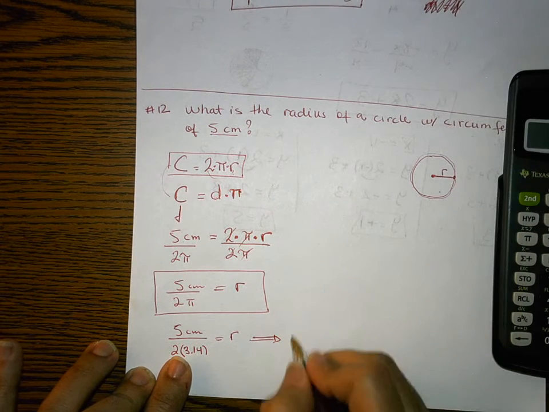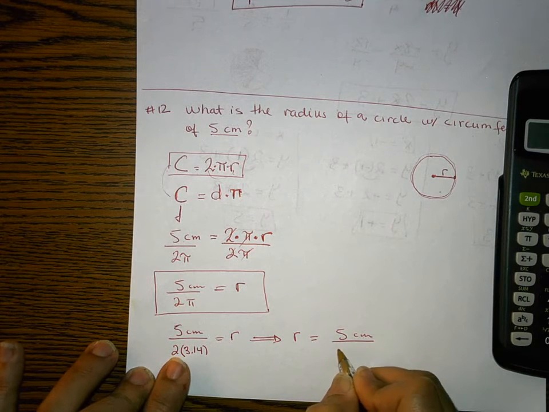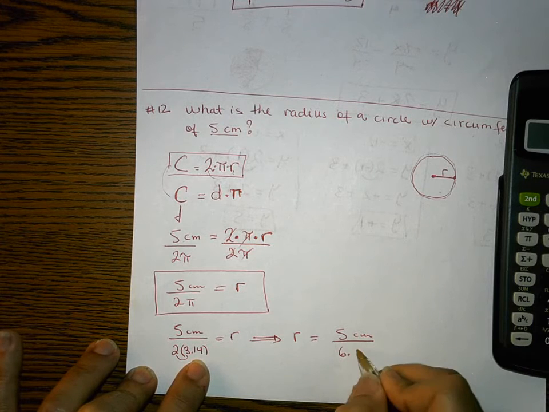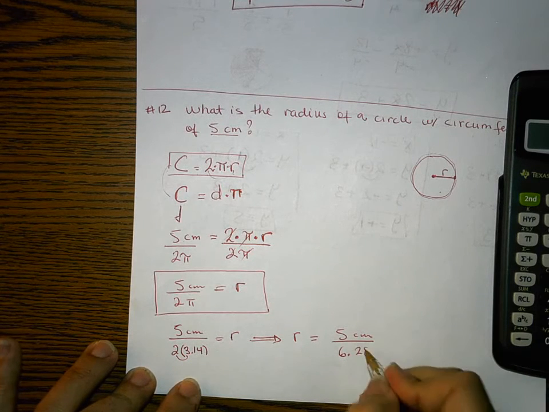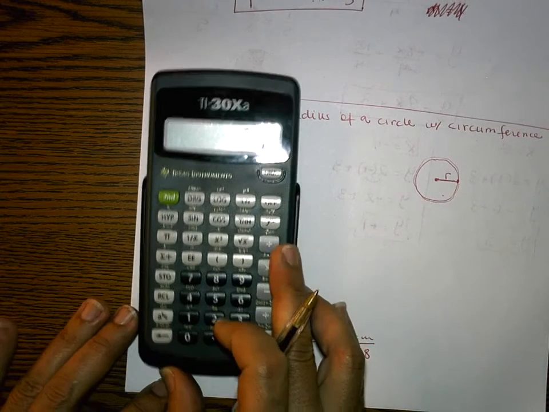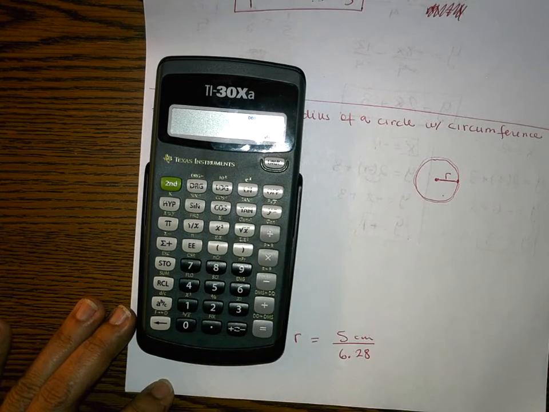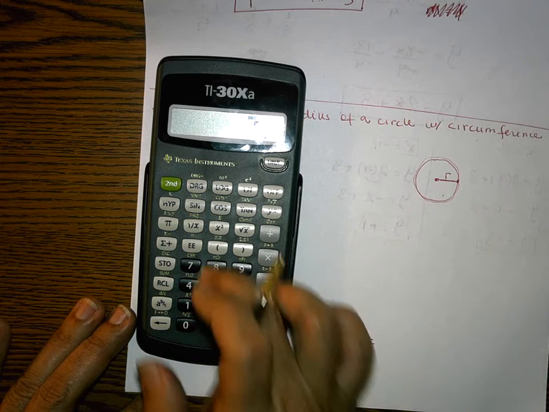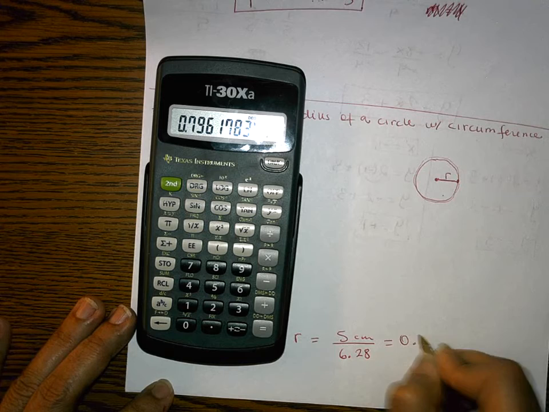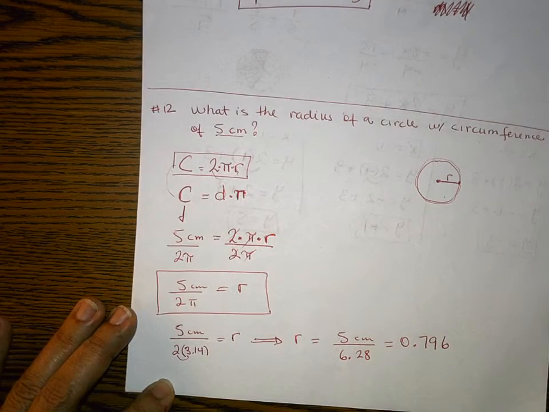The radius is 5 centimeters divided by 2 times 3.14, which is 6.28. So we just did that in our calculator. Let me use it right here because we have decimal values. 5 divided by 6.28 equals 0.796, and that is the answer for our radius.